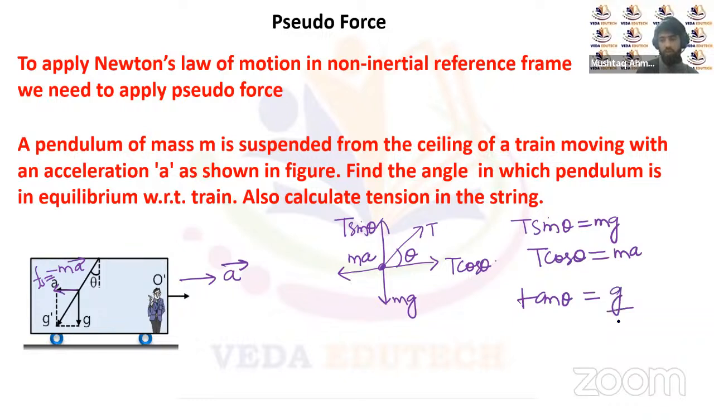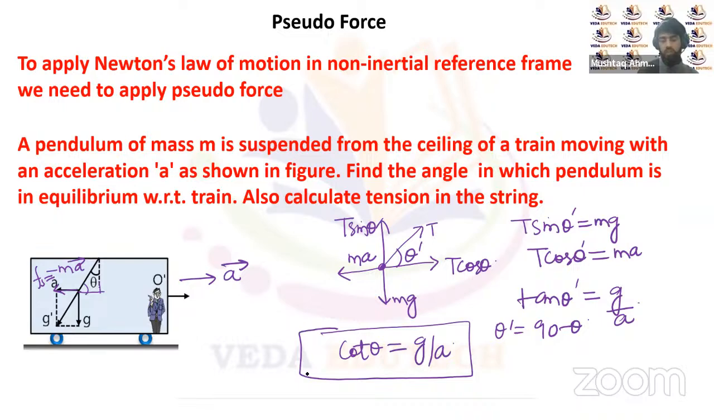Now the question here is, I have taken this angle to be theta here. If we take this angle with respect to the originally given angle, then this theta will actually be 90 minus theta, or we can take this as theta dash. So theta dash is actually 90 minus theta in terms of the given angle. So tan of 90 minus theta will be cot theta, that will be equal to g upon a. So cot theta for this pendulum is equal to g upon a.